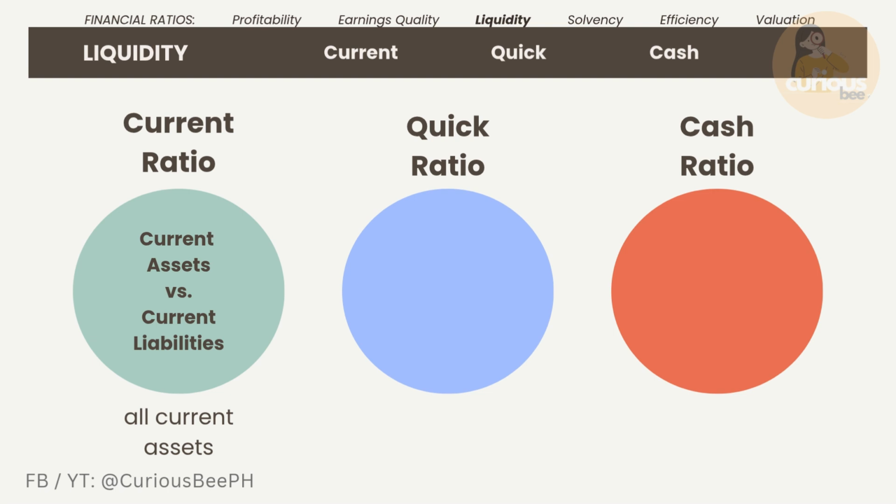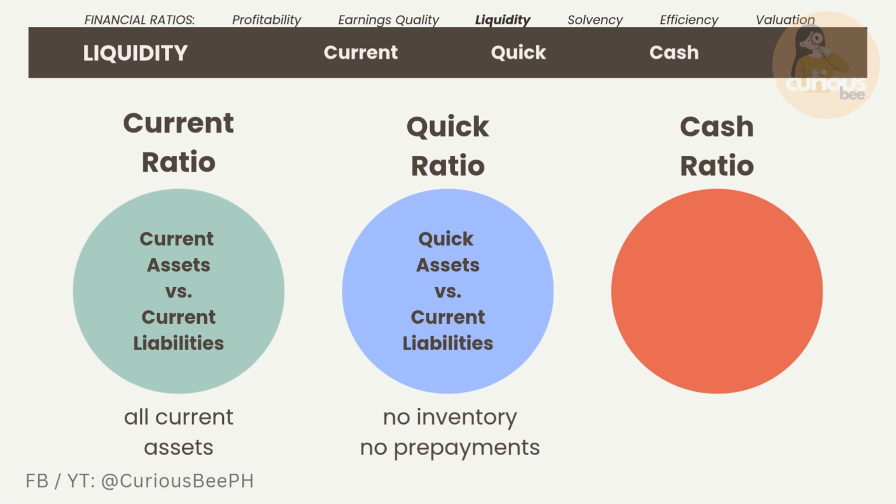In quick ratio, we are only taking the assets that can be quickly turned to cash, excluding the less liquid components of current assets like inventories and prepayments, and testing it against current liabilities, making this the true test of liquidity. And in cash ratio, we are only taking the most liquid assets, which is cash and cash equivalents, and testing it against current liabilities. Therefore, cash ratio is the strictest test of liquidity.